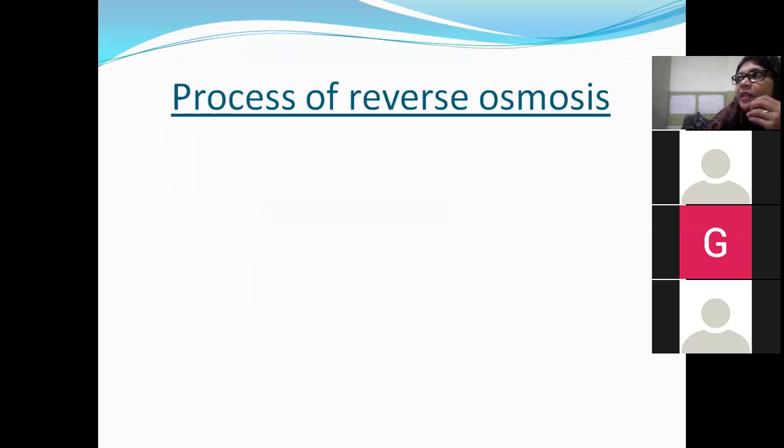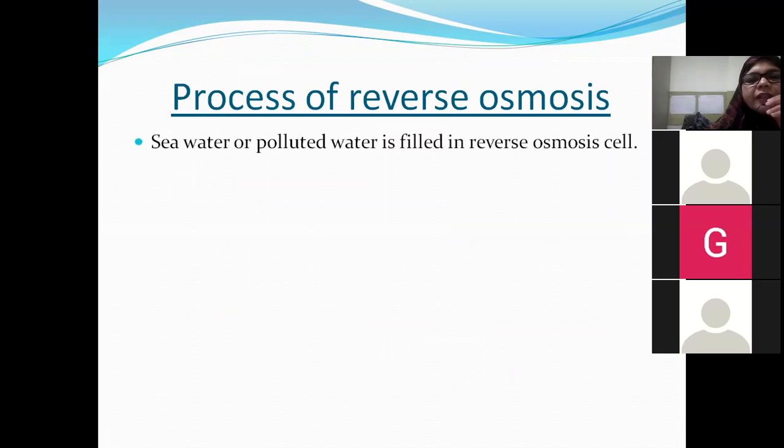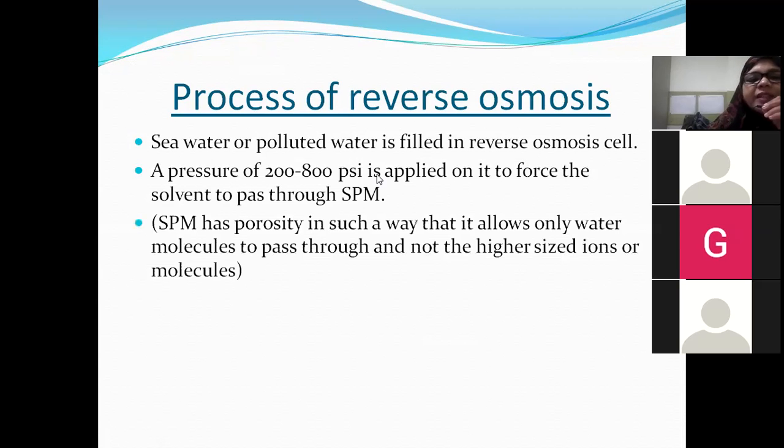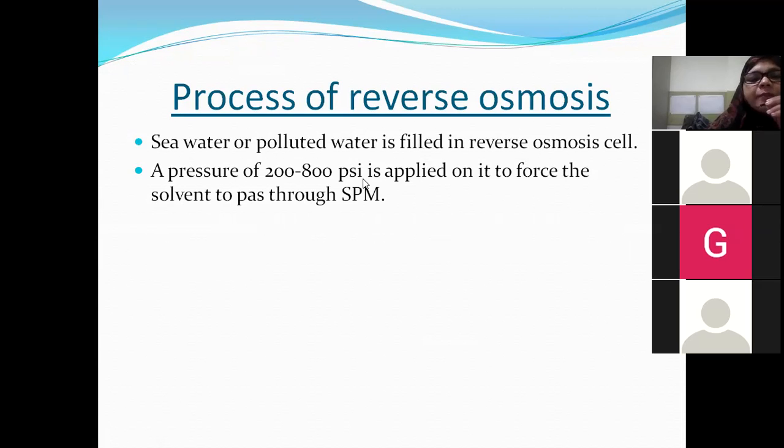So this diagram I have explained to you, the same explanation you have to write if it is asked in exam. So with the help of diagram you have to explain. In that process, suppose we fill the tank with sea water or polluted water in the reverse osmosis cell, and a pressure is applied as I have told you. So how much pressure is applied? Around 200 to 800 psi. PSI is the unit of pressure. Okay, so 200 to 800 PSI is applied on it to force the solvent to pass through the semi-permeable membrane.